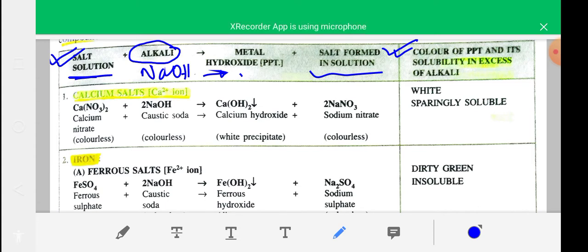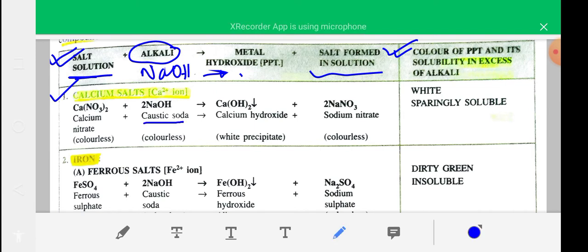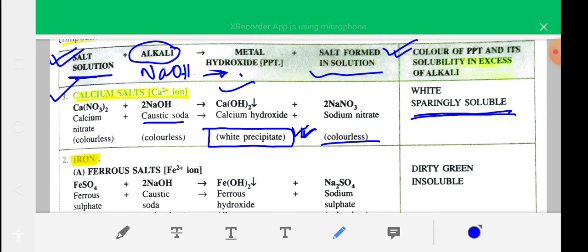Okay, so first type of salt is calcium nitrate, Ca(NO3)2. When calcium nitrate is treated with sodium hydroxide solution, you will get a white precipitate of calcium hydroxide and colorless sodium nitrate solution. Okay, and this white precipitate of calcium hydroxide is sparingly soluble in excess sodium hydroxide.